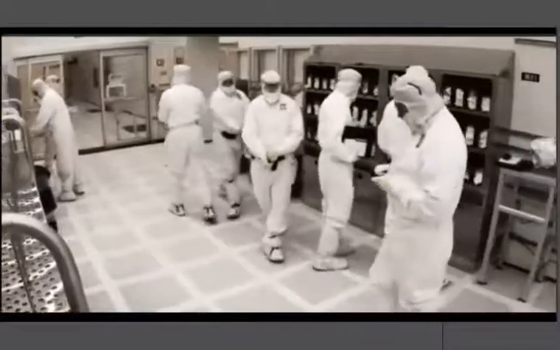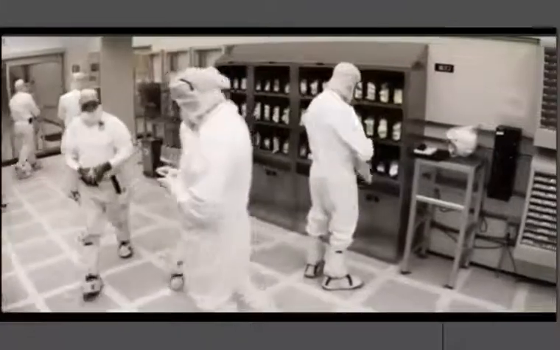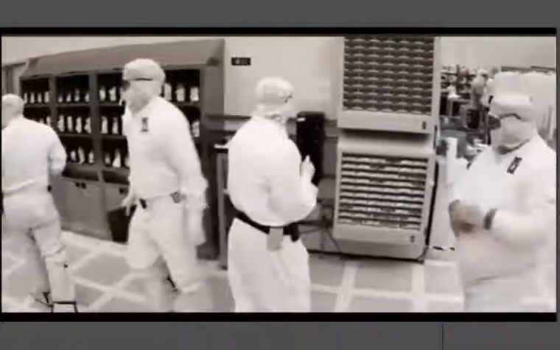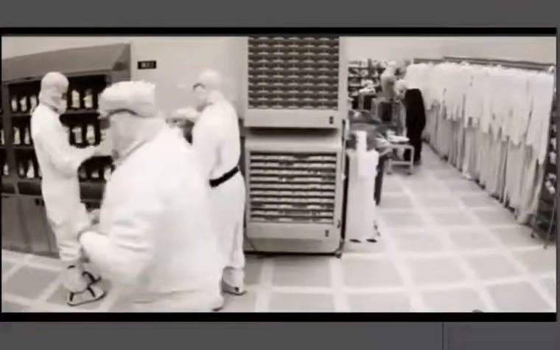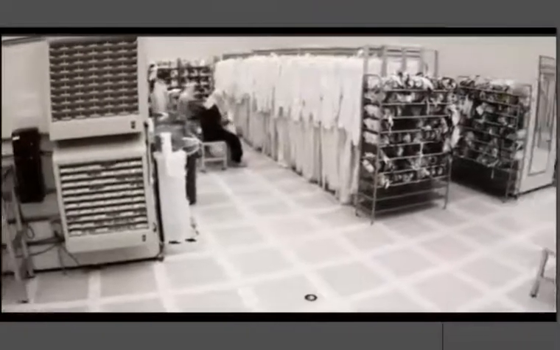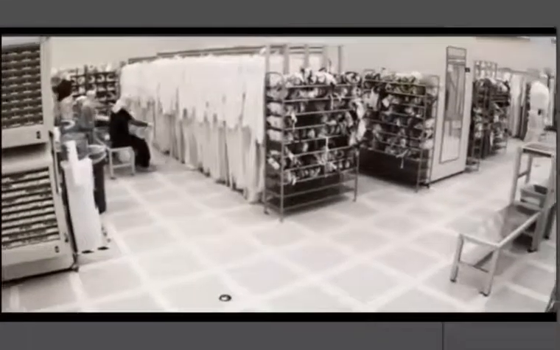This is the robing room where people put on their suits. You can see the booties and the suits themselves. Every person has his individual suit with his name on it, and you can see how many of them there are.